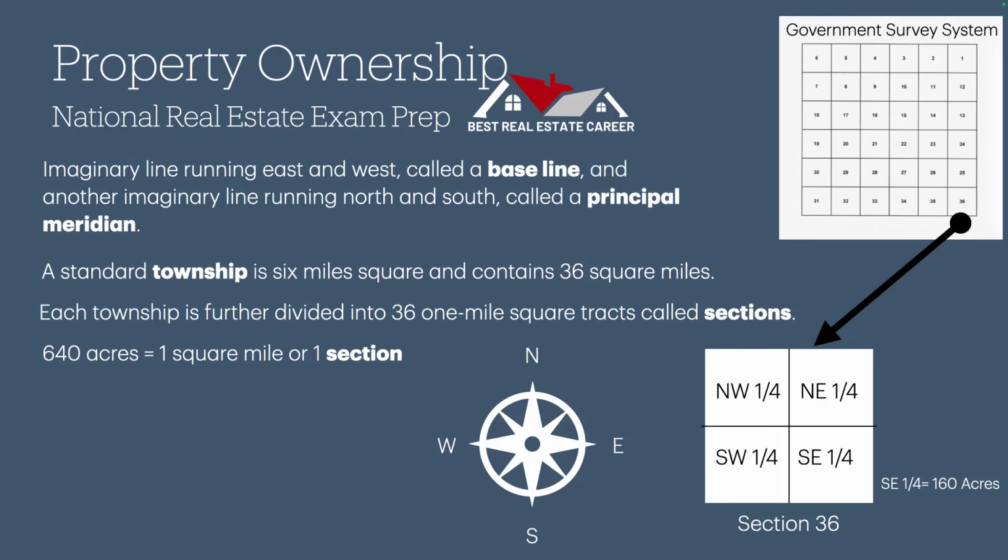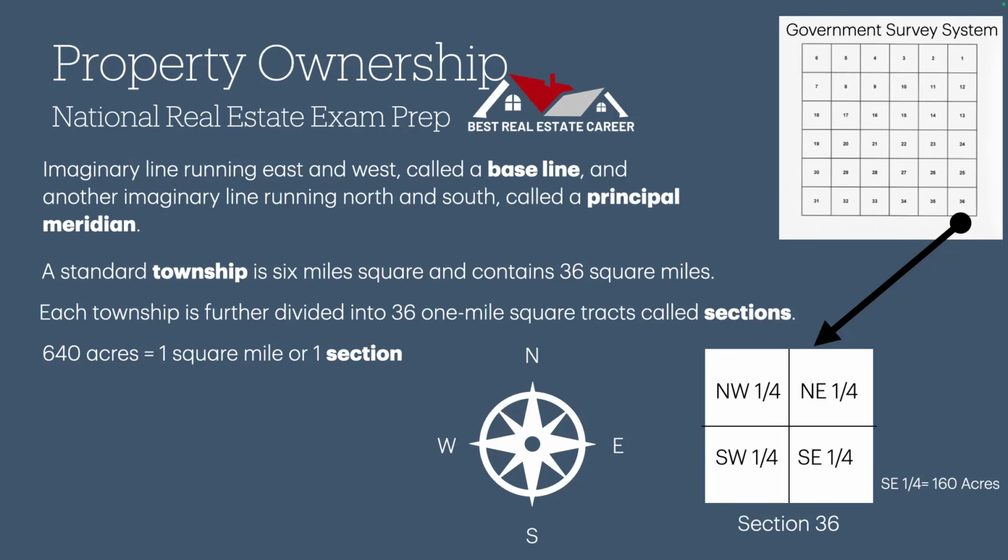Again, I don't think that everyone's going to get a test question that is going to revolve around the governmental survey system, but these are the types of questions that if you do get them, this is what I think they're going to be. Baseline and principal meridians. Township is 6 by 6. Each township has 36 sections in it, and each section is 640 acres. And each section is 1 mile square, so 1 by 1.